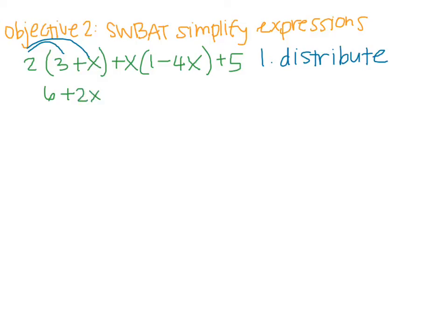Now I have to distribute again, x times 1, x times negative 4x. So x times 1 gives me a positive 1x, or just x. X times negative 4x is going to give me something a little bit different. It's negative 4x squared.